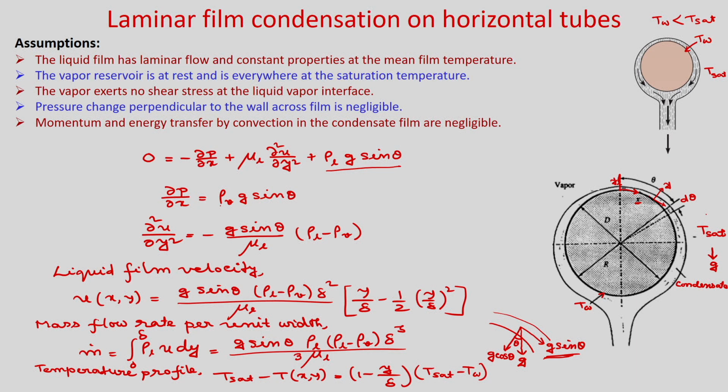Now, we need to calculate the film thickness, or rather we are interested in calculating the heat transfer coefficient. In this particular case you can see that although your mass flow rate is 0 at x equal to 0, condensation is taking place. But at this place your delta is not 0. There is a finite film thickness at theta equal to 0.